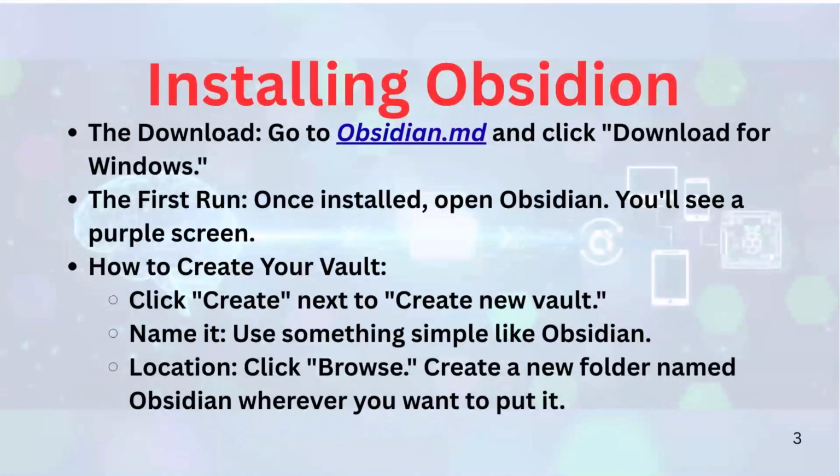To start, go to the obsidian.md website in your browser and click Download for Windows. Once installed, open the app to the purple screen and click Create to build your vault. Give it a simple name like Obsidian and click Browse to choose its location. I recommend a dedicated folder on your C or D drive rather than documents to avoid cloud sync conflicts.